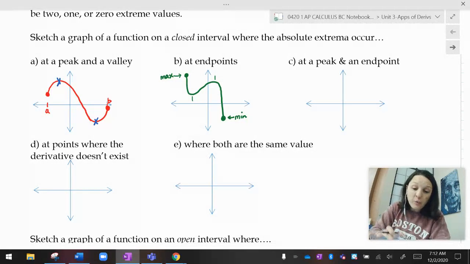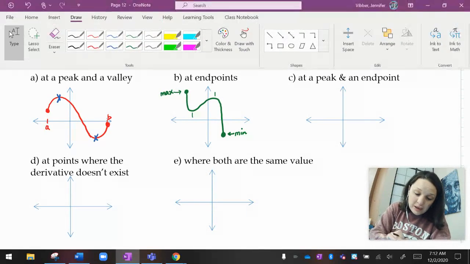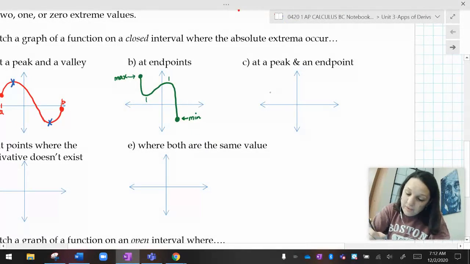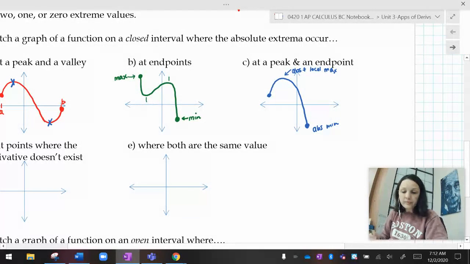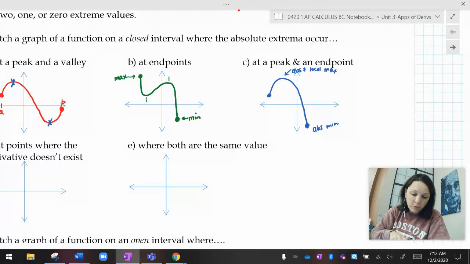And then I could have one of each. I could have it occur at a peak or a valley and an endpoint. So I could say, here's my absolute max, but my absolute min is down here. So this is both an absolute and a local max, and this is an absolute min. Okay. So long story short, these absolute extreme values can be critical values or they could be endpoints.